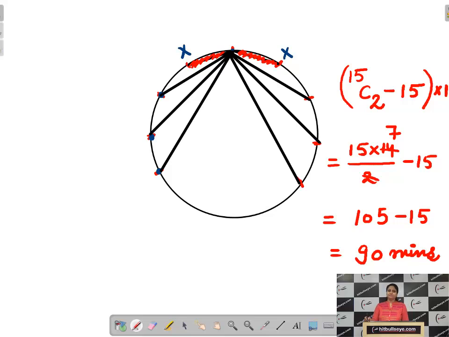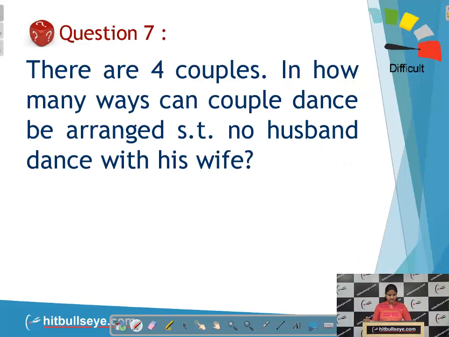Now you can see the beauty of permutation and combination. By using permutation and combination, we can solve these complex questions. Next question now. There are 4 couples. In how many ways can a couple dance be arranged such that no husband dances with his wife?